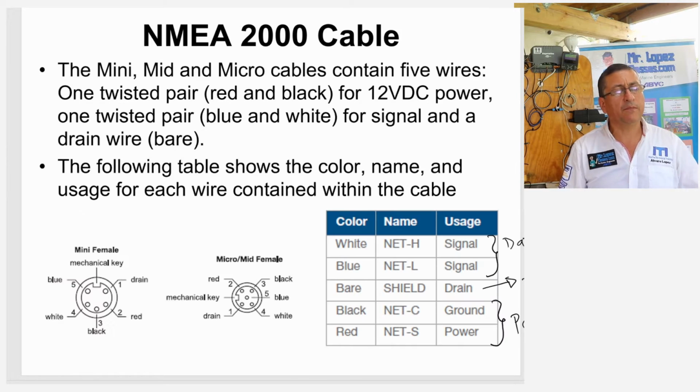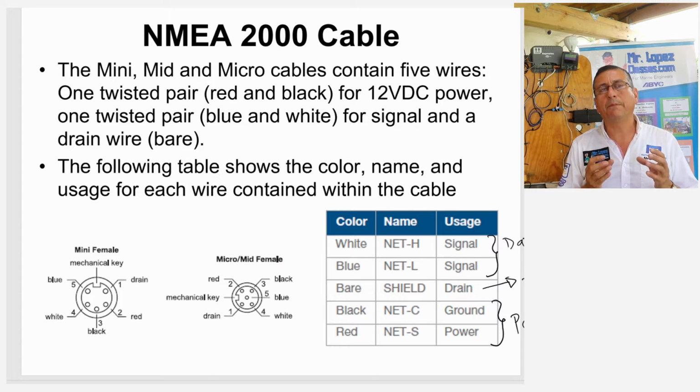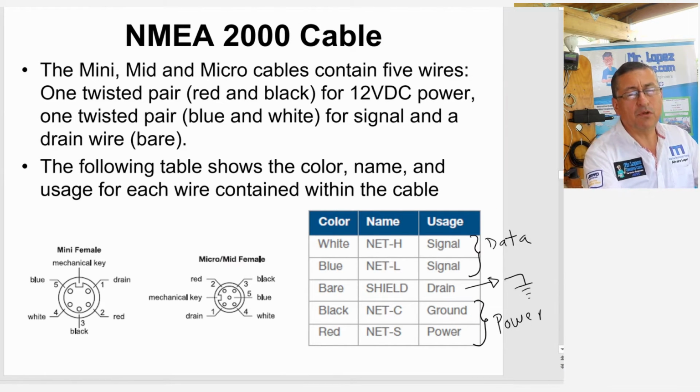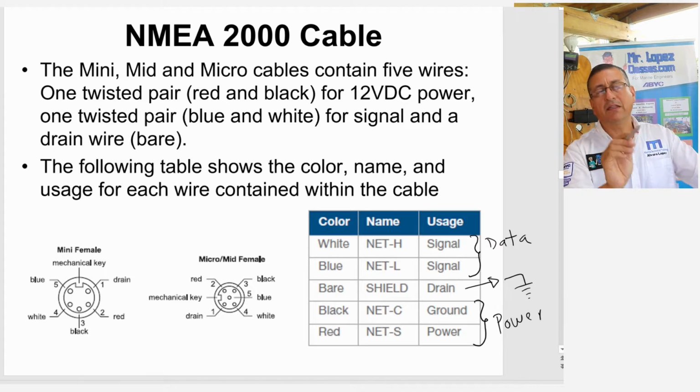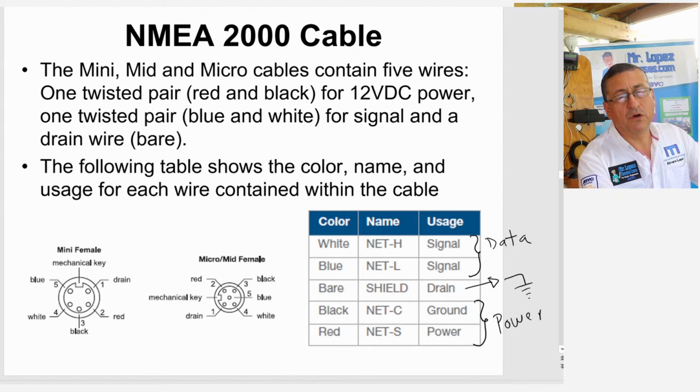Okay, and now let me explain what happens internally with the cables. I explained before that the cables internally have 5 terminals. The majority of those cables have 5 terminals. 2 terminals for data, the white and the blue. 1 terminal for the drain, and the black and the red are for the power, the DC power coming in.